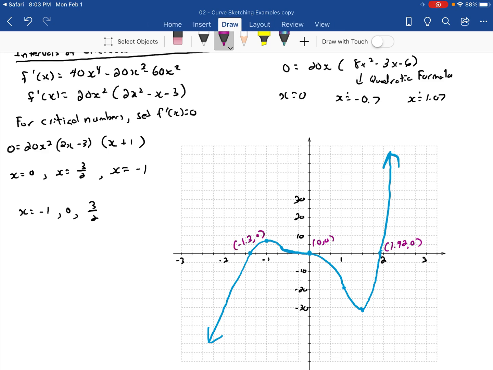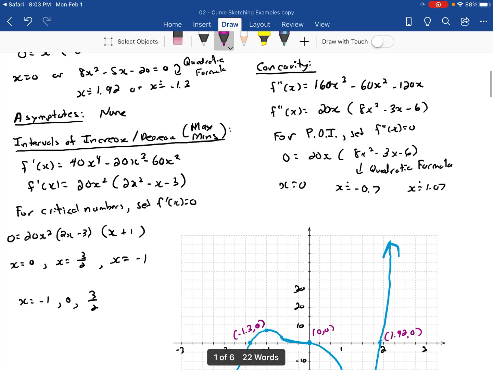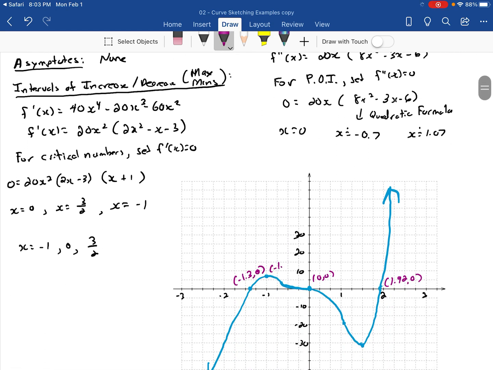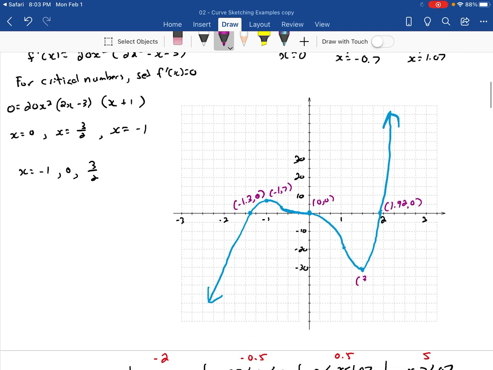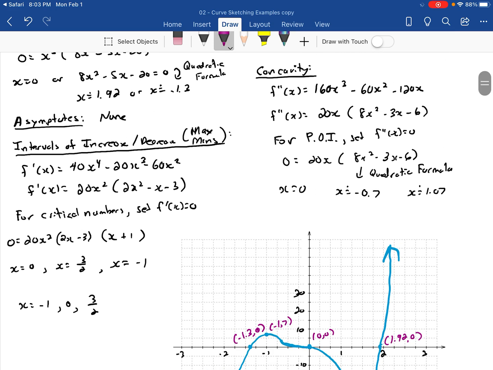And notice I put those on in a different color to really show them. We had a max at negative 1.7. And then we had a min at 3/2. Weirdly, 3/2 comma negative 32 and 1/16. Yeah, I went to the decimals in the other one, so you could have gone to the decimal on this one. It was just such a nice fraction that I used it.